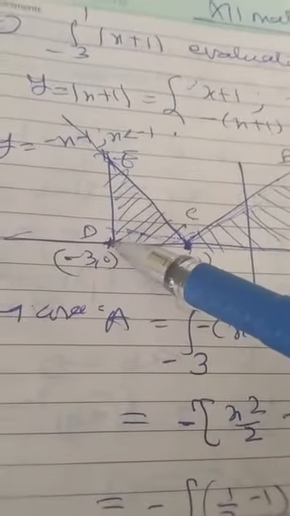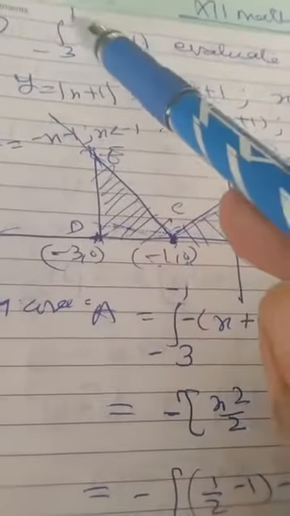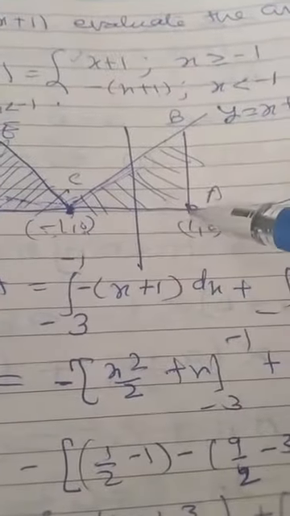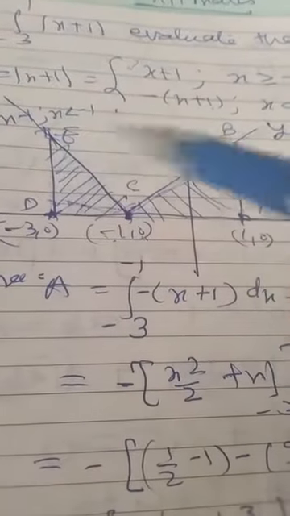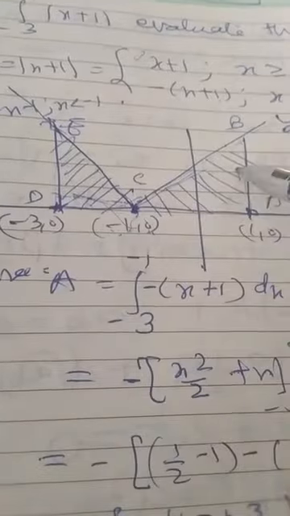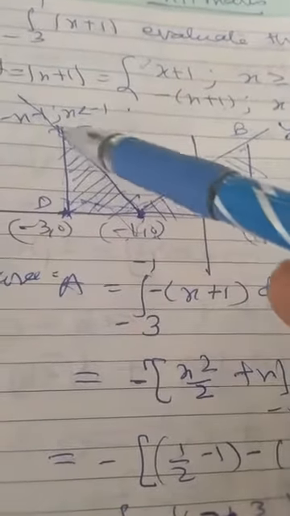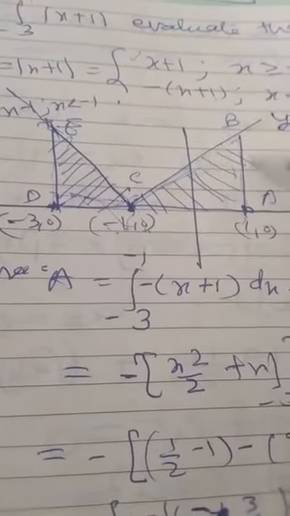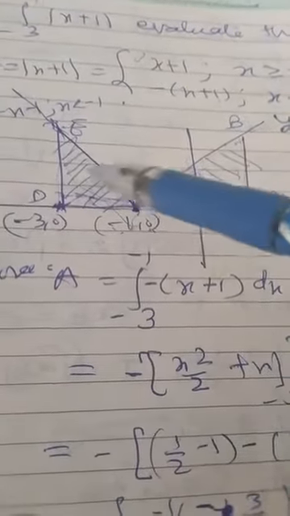So x equals minus 3 is a line parallel to the y-axis, goes to here, and x equals 1 is the line parallel to the y-axis, goes to here. So the area bounded by the lines x equals minus 3, x equals 1, and those lines is the required area. So the required area is the area of A, B, C, E, D, A. That is the area we are calculating.